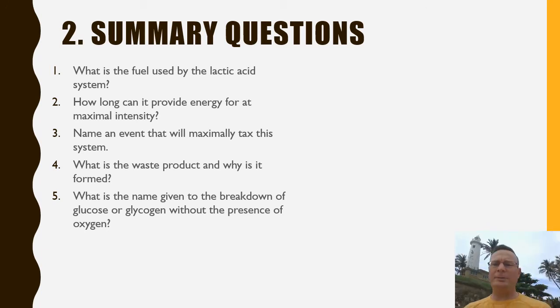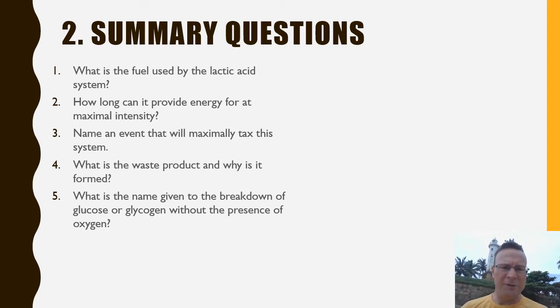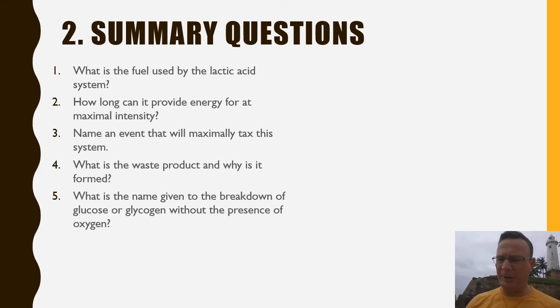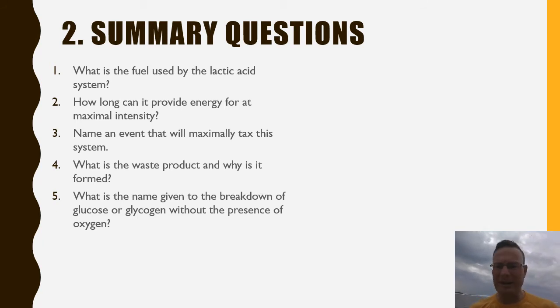So what you should have found: the fuel, glucose or glycogen, it can provide around 1.5 minutes of maximal intensity exercise. An event that will maximally tax it might be something like the 800 meters or 400 meters, but the waste product is lactic acid, and it forms because there's not enough oxygen present. The name given to the breakdown of glucose or glycogen without the presence of oxygen is anaerobic glycolysis.